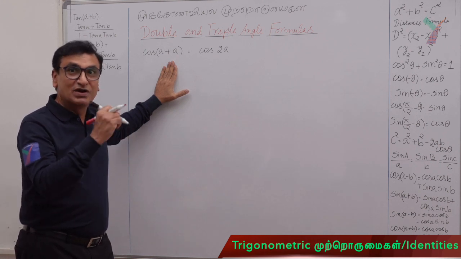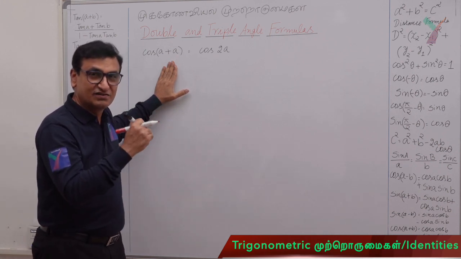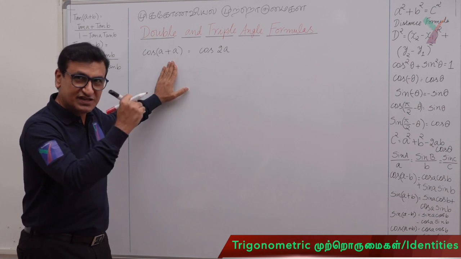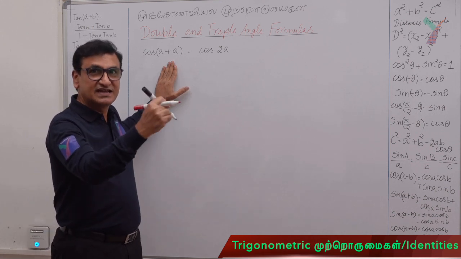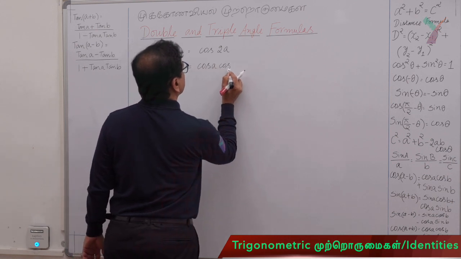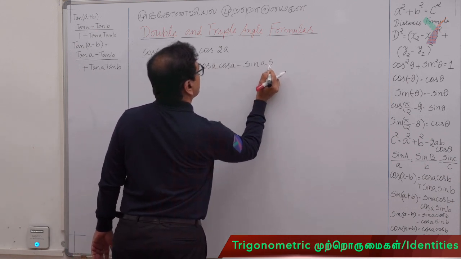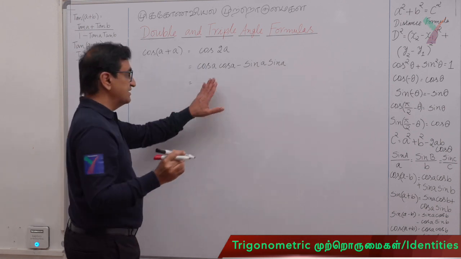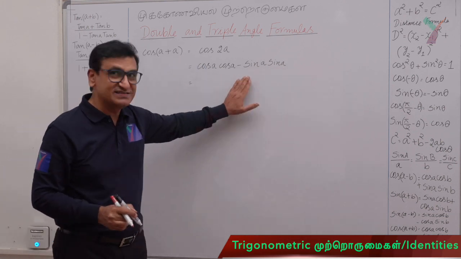Cos A multiplied by another cos A. Instead of cos B, I am writing cos A. So cos A cos A minus sin A sin A. Correct? This is nothing but cos square A minus sin square A.